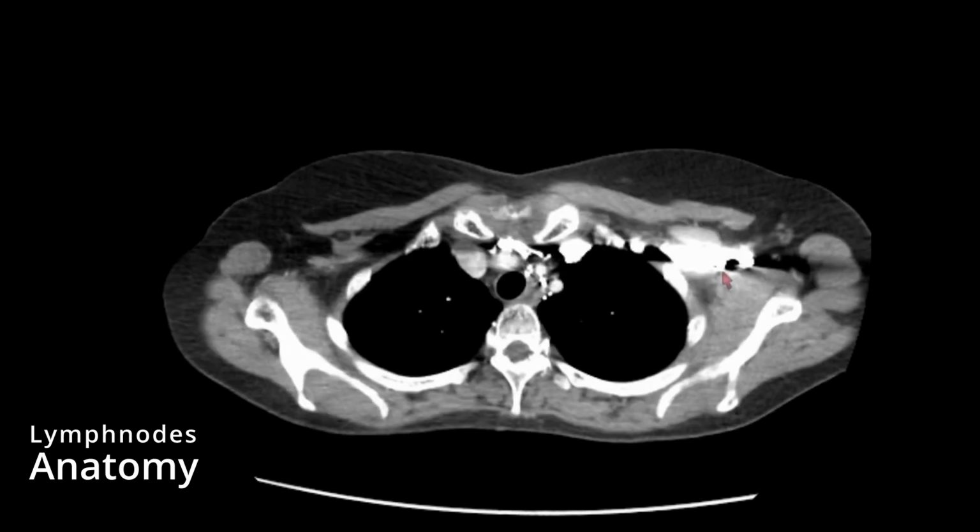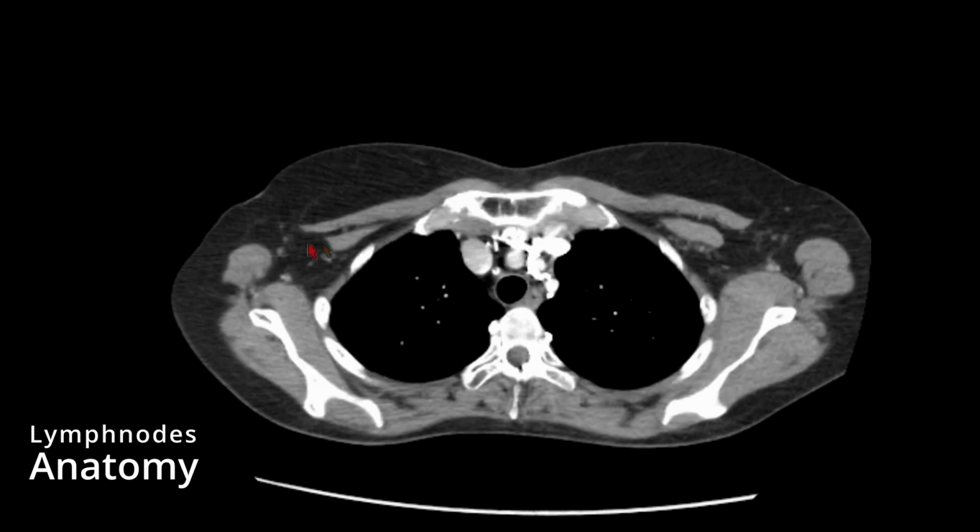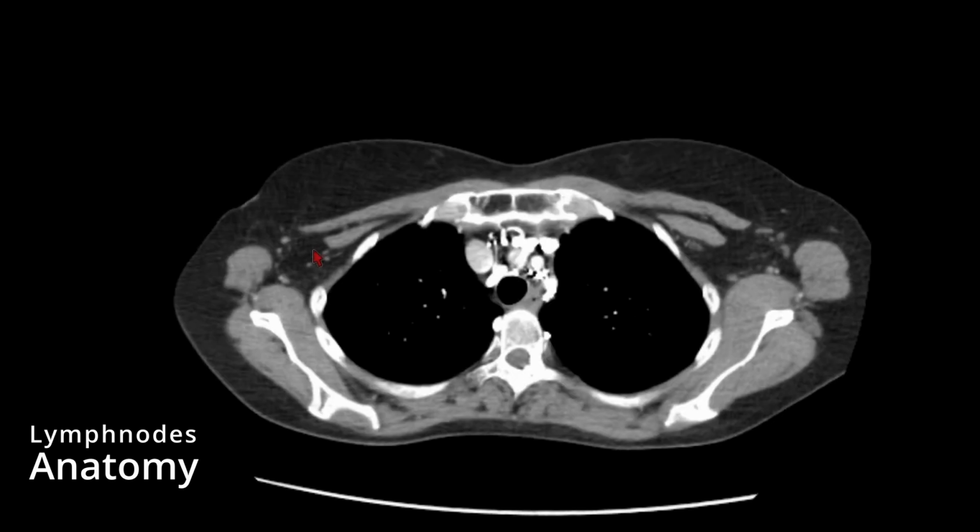This is the area for the left axillary lymph node. As we can see, there are these tiny sub-centimeter lymph nodes with normal morphology. Here on the right side, tiny sub-centimeter lymph nodes with normal morphology, not enlarged. Typically, the size of the lymph node to be considered enlarged is greater than 10 millimeters in short axis.